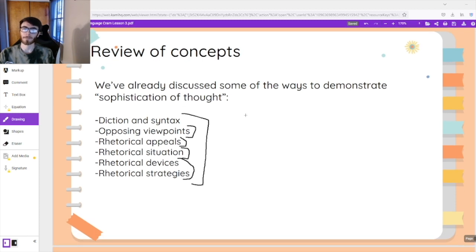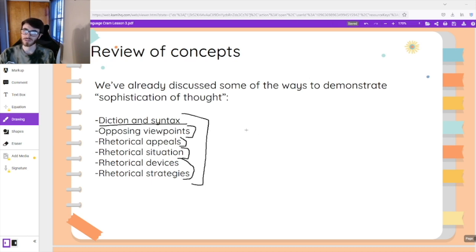We don't need to pick one of these things and just do it a whole bunch, and be like, all right, that's how I got my sophistication point. It should be a natural mix of these things, right? We shouldn't be focusing on one of these and just inserting it everywhere. We should casually use a mix of these throughout our essay when we find a good spot to do so. The diction and syntax should be consistent, right?